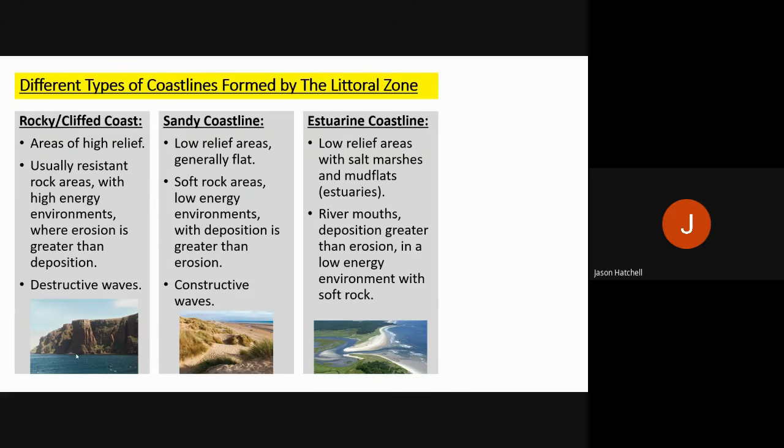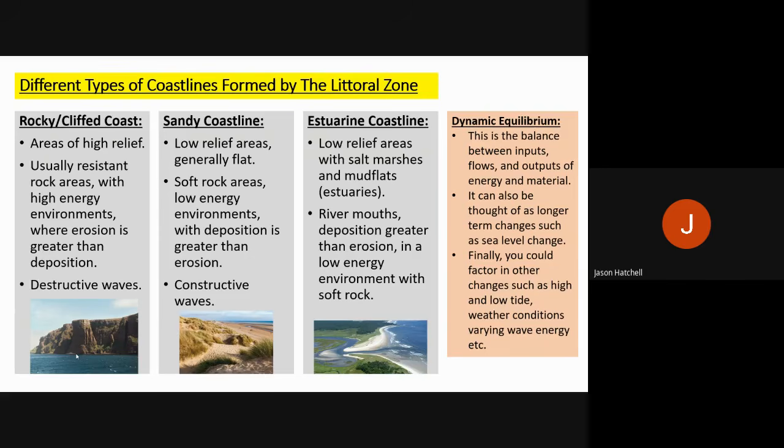And then we have estuarine coastlines. Now these are low relief coastlines with salt marshes, as you can see in the image there. The reason they are estuarine is because they usually are at a river's mouth. So deposition is also greater than erosion here, and it's a low energy environment with soft rock.